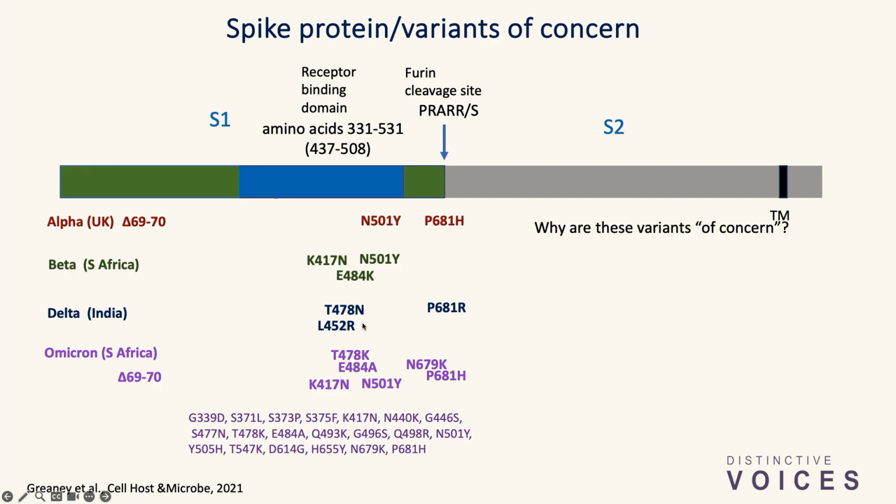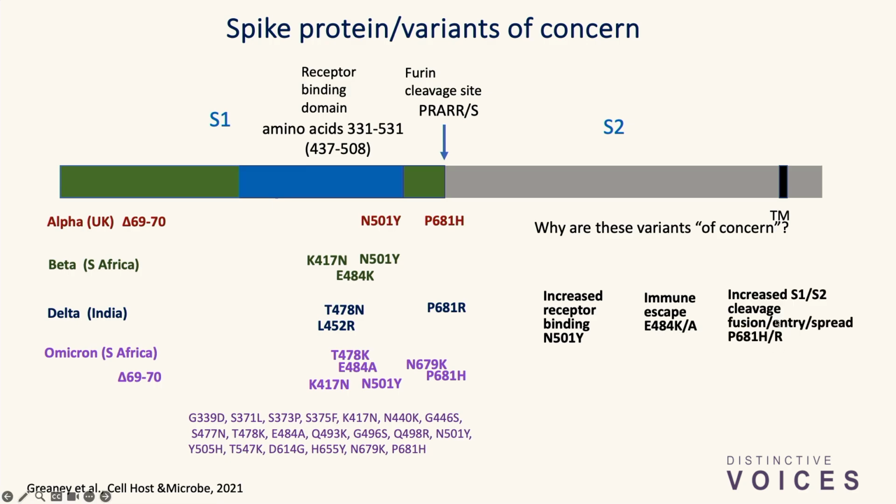or can evade the antibody response from the vaccine better. Okay, so why are they of concern? Because of, as I just said, increased receptor binding: this one particular amino acid substitution, or mutation, allows the spike protein to bind better to the receptor, which might make it more spreadable. Or immune escape, which means that it will escape the vaccine or the antibodies that you get either from infection or from vaccine. And then increased S1, S2 cleavage, by this cleavage site becoming more basic, would make entry better or also cell-to-cell spread, fusion, which I'll show in a minute.